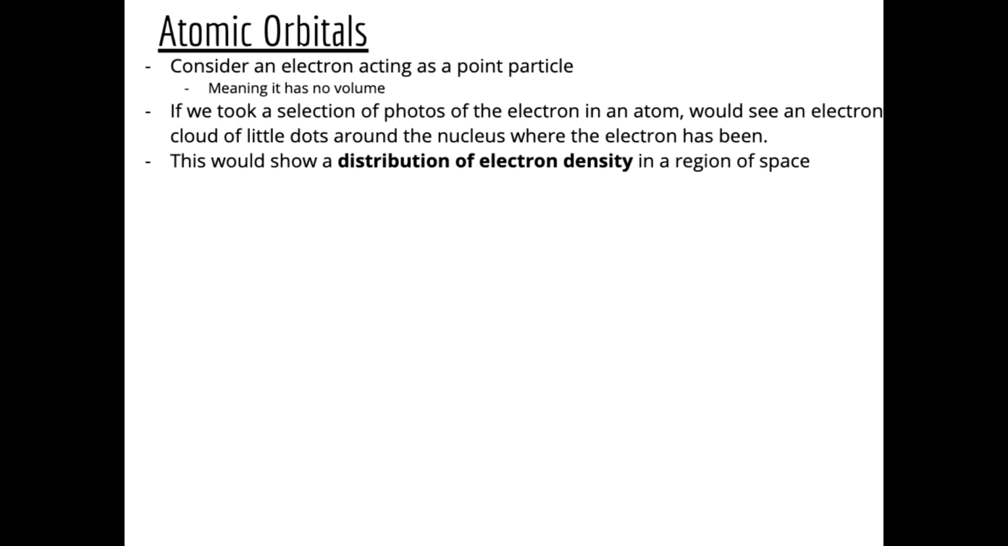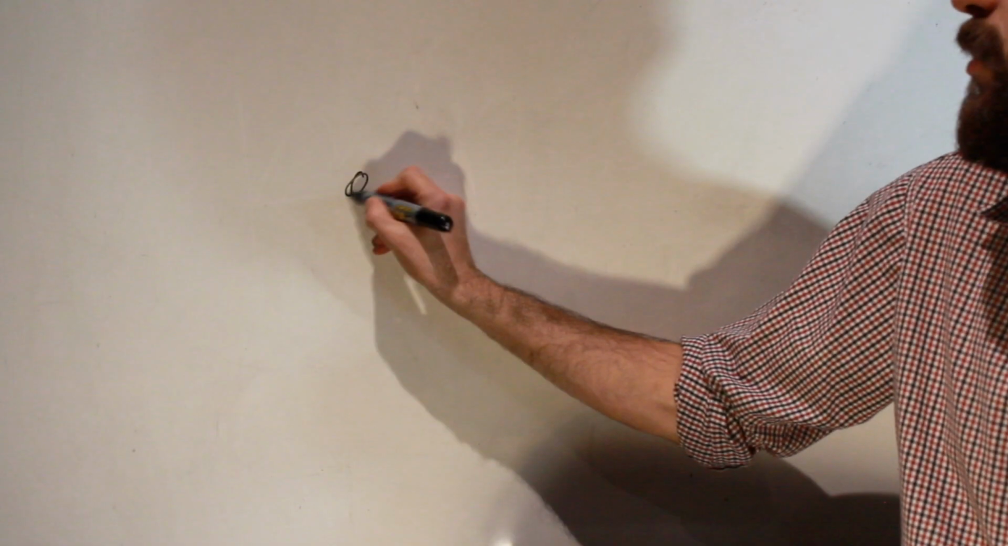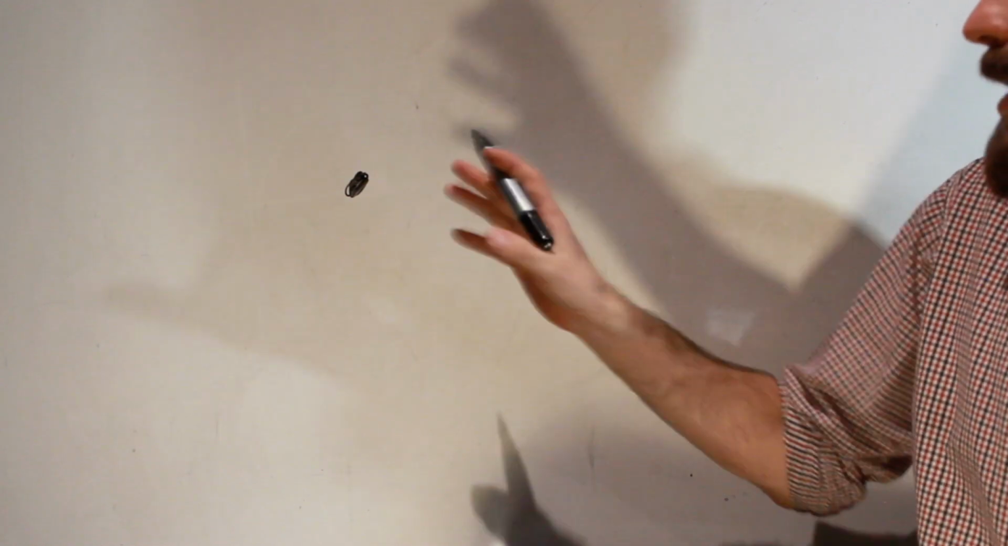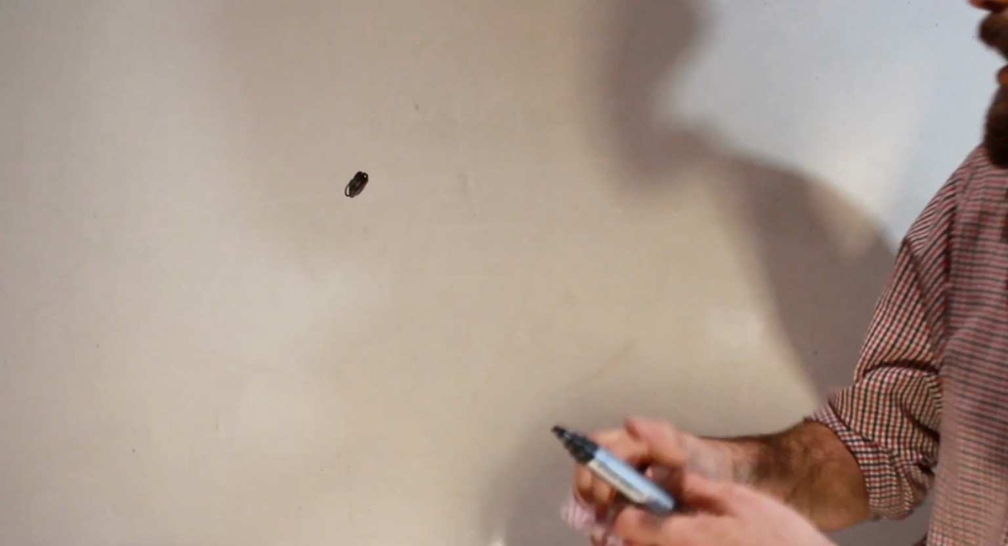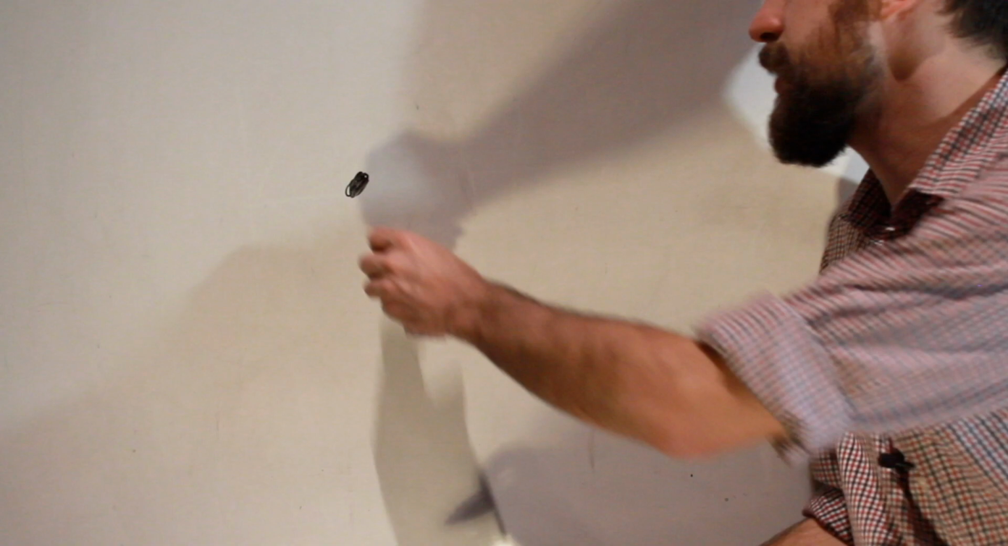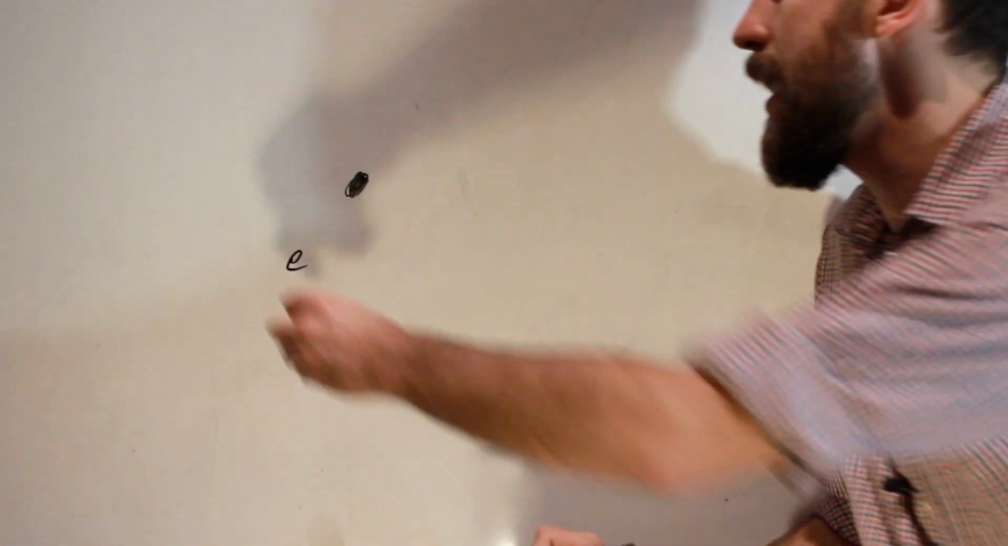If we took a selection of photos of an electron in an atom, we would see an electron cloud of little dots around a nucleus where the electron has been. So let's think of this. We've got an atom where we've got the nucleus, and then we've got one lonely little electron just playing by itself. I take a single snapshot of my electron at any given moment. Let's just say I have an electron there. I take a snapshot. A fraction of a moment later, I have my point particle electron there. I take it a fraction of the moment later, I have my point particle electron there. Take it a fraction of a moment later, I have my point particle of my electron there. So on and so forth.